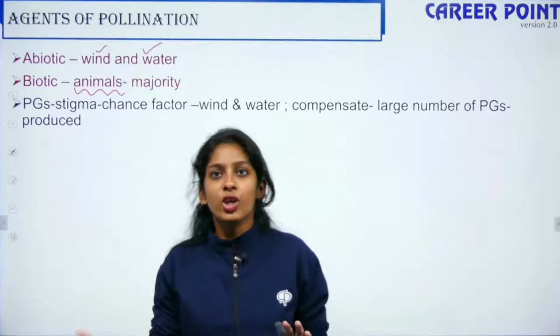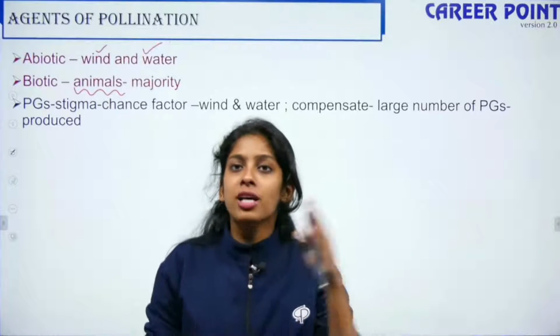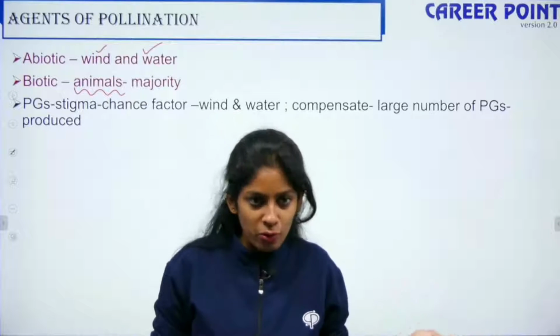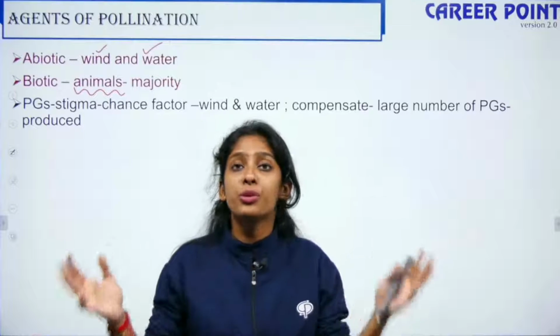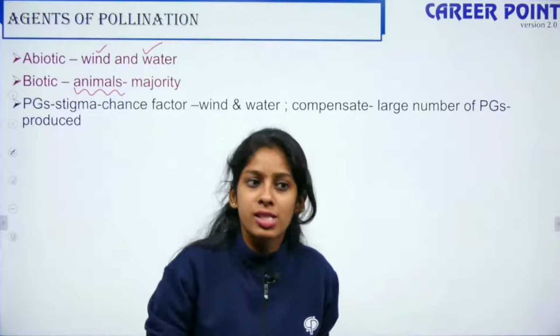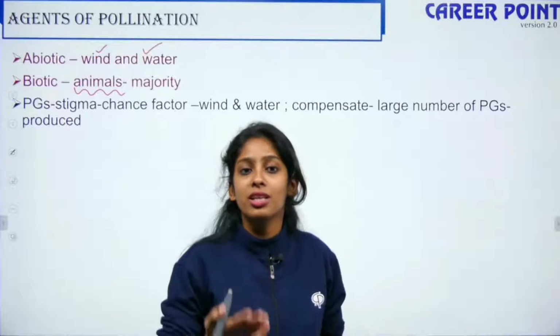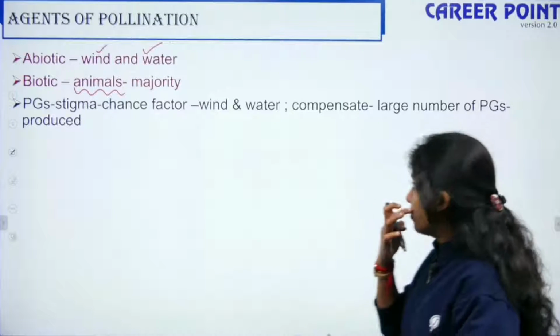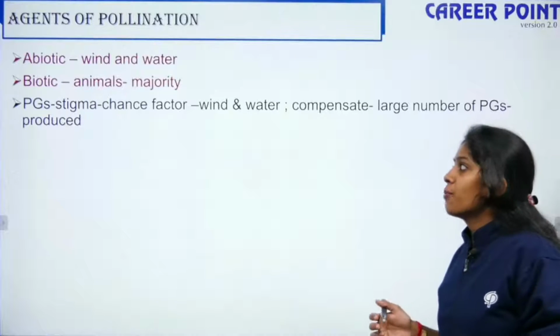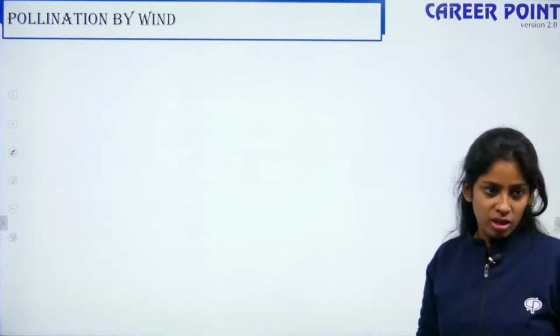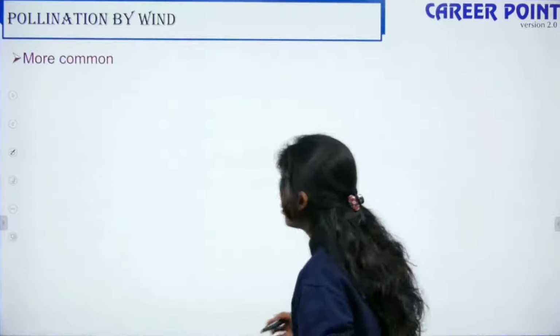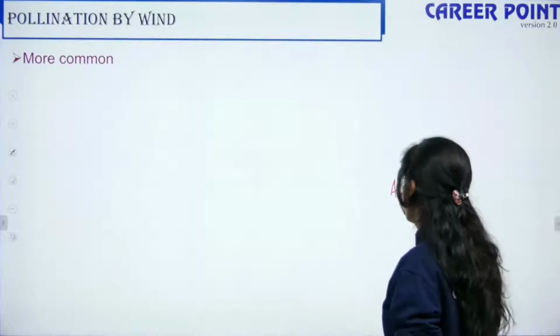So just like the human sperms. So human sperms are transported to the female vaginal tract, and to avoid the chance factor, they are always produced in large amount. So in much the same way, pollen grains are produced in large amount, right? So to compensate, a large number of pollen grains are produced. So first we are talking about wind pollination. So wind pollination is known as anemophily.